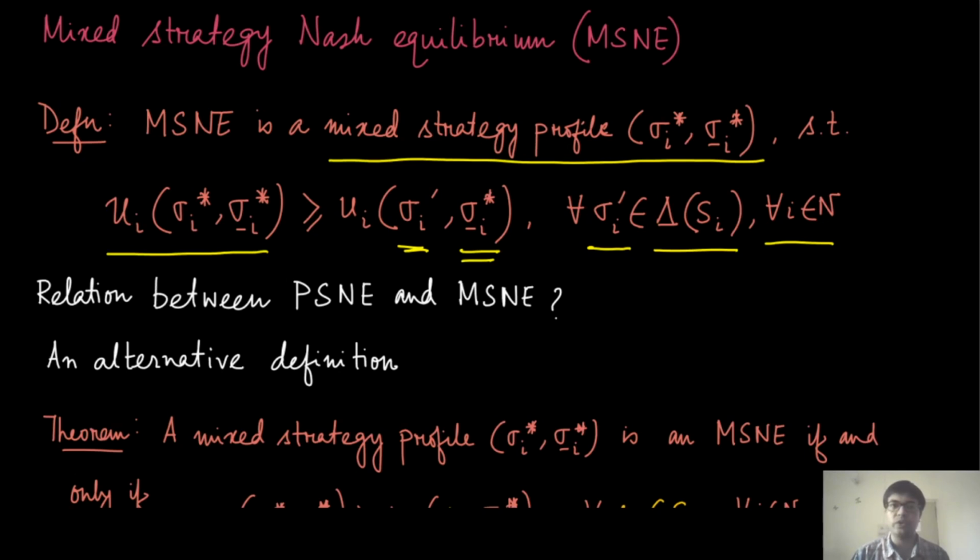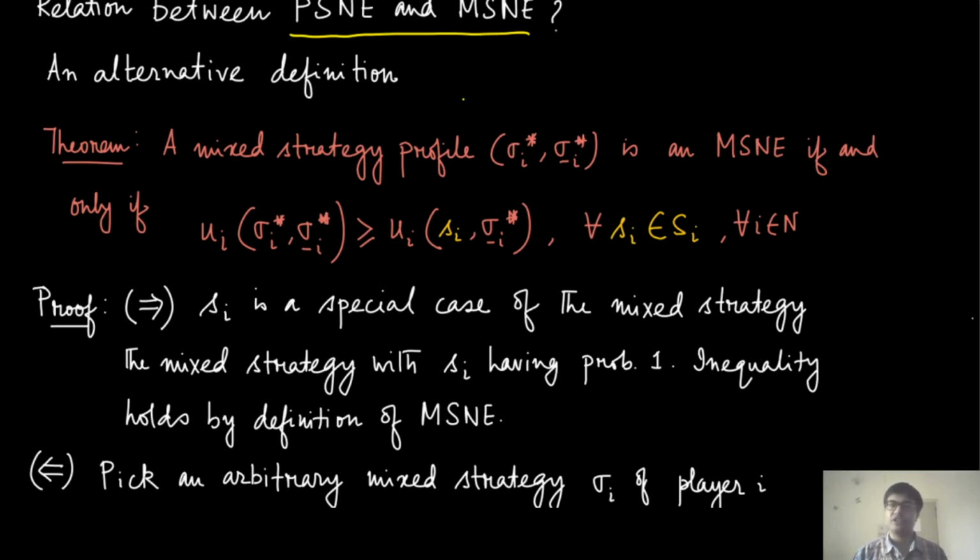Now, the obvious question whenever we are introducing some new equilibrium concept is to connect it with the previous equilibrium concept. So what is the relationship between PSNE and MSNE? It is time to pause the video and think about it. If you have got the answer correctly, you know that a PSNE is also an MSNE. So essentially, a PSNE is a degenerate mixed strategy Nash equilibrium, where the whole probability is concentrated on one pure strategy, and that is the MSNE for that game. So if a PSNE exists, the MSNE also exists, but there might be cases where a PSNE does not exist yet an MSNE exists. Let us also look at an alternative definition of mixed strategy Nash equilibrium.